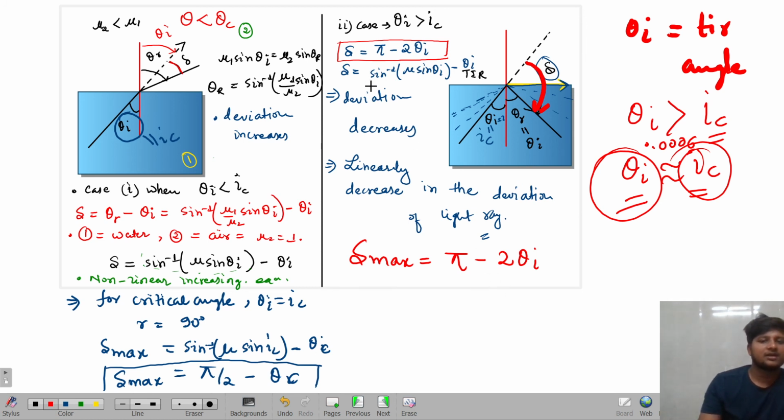Now you know that if I write this in pi by 2 form, I will have to multiply by 2. That means the deviation in case of TIR is much more than the deviation in case of refraction. But the simple point is that the deviation will start decreasing as the incidence angle increases, which I have shown over here.